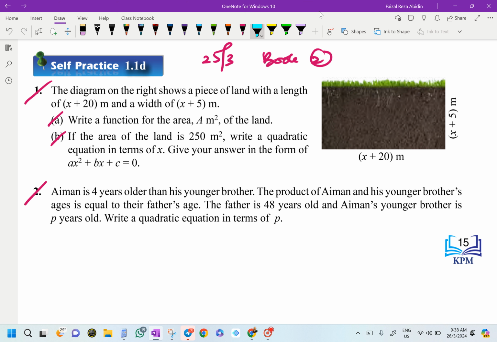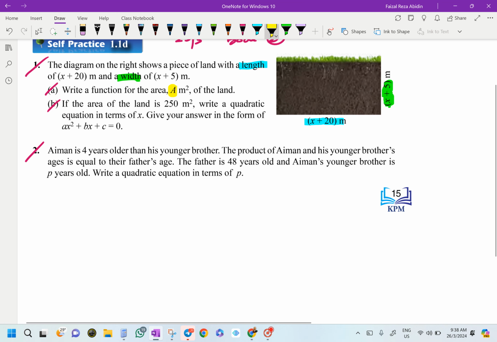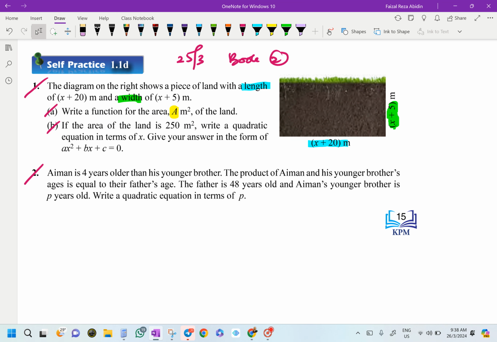It's given to us the length over here and the width also given over here, x plus 5. Write a function for the area A of the land. So how do we want to write a function? Anyone? Macam mana kita nak buat? Yes?